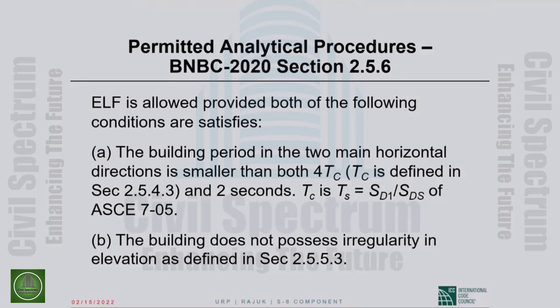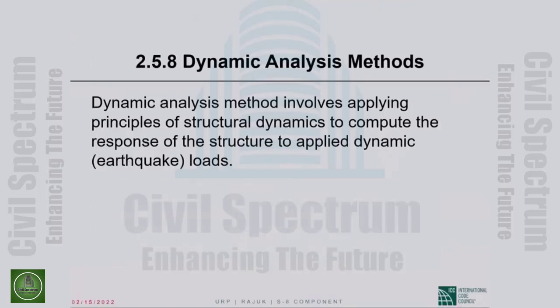Also, second condition, the building does not possess irregularity in elevation as defined in section such and such. So there are plan irregularities, there are vertical irregularities that we discussed in detail. Vertical irregularities must be absent for you to be able to use equivalent lateral force procedure as the basis of design. These are BNBC requirements. These are not ASCE 7 requirements. I would say these are more severe than ASCE 7 requirements, but that's what you have, and this is what you have to comply with.